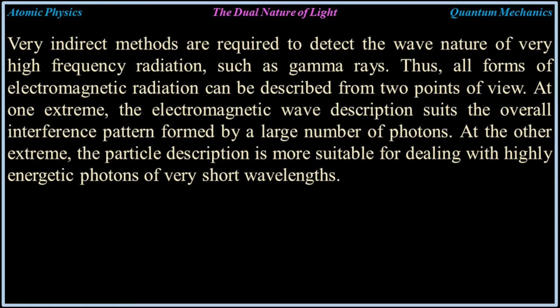Thus, all forms of electromagnetic radiation can be described from two points of view. At one extreme, the electromagnetic wave description suits the overall interference pattern formed by a large number of photons. At the other extreme, the particle description is more suitable for dealing with highly energetic photons of very short wavelengths.